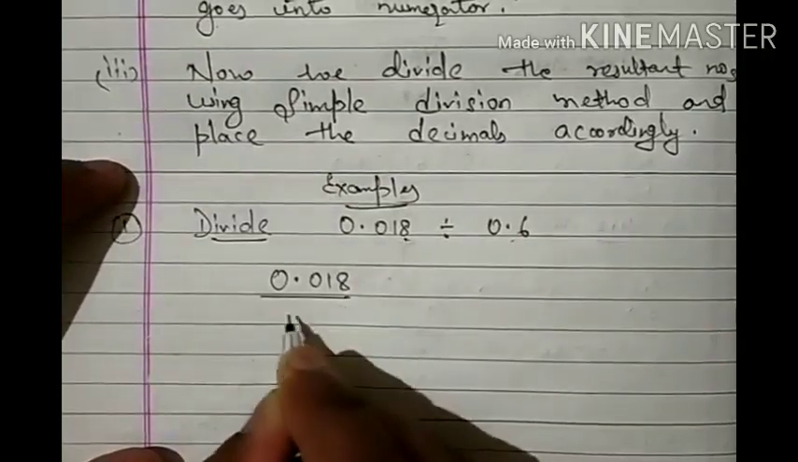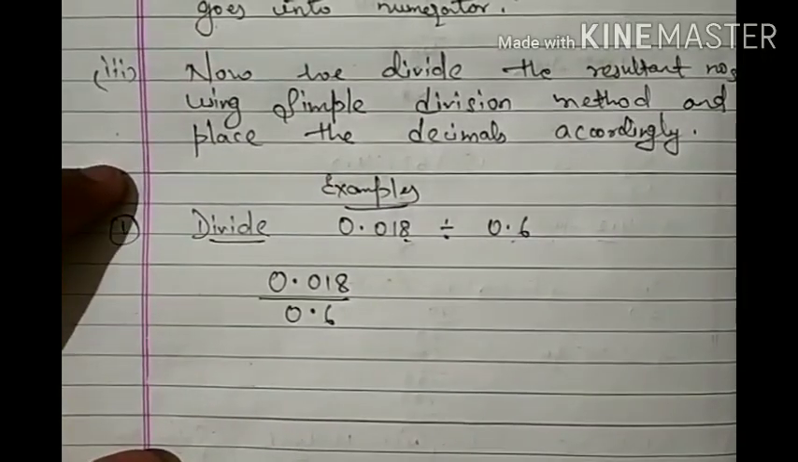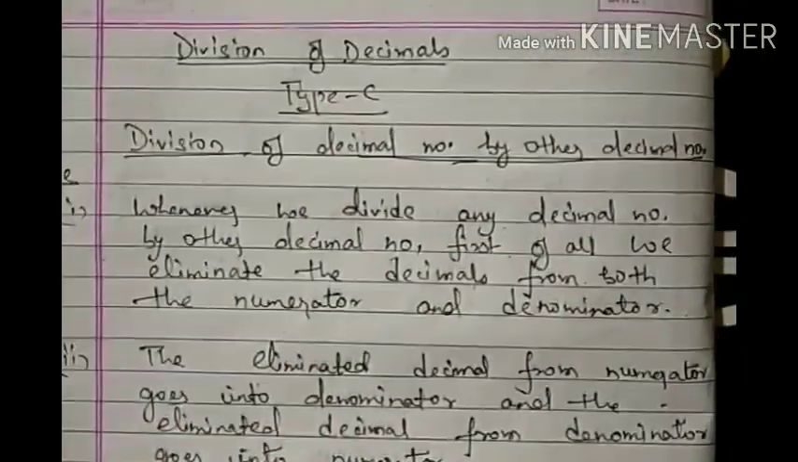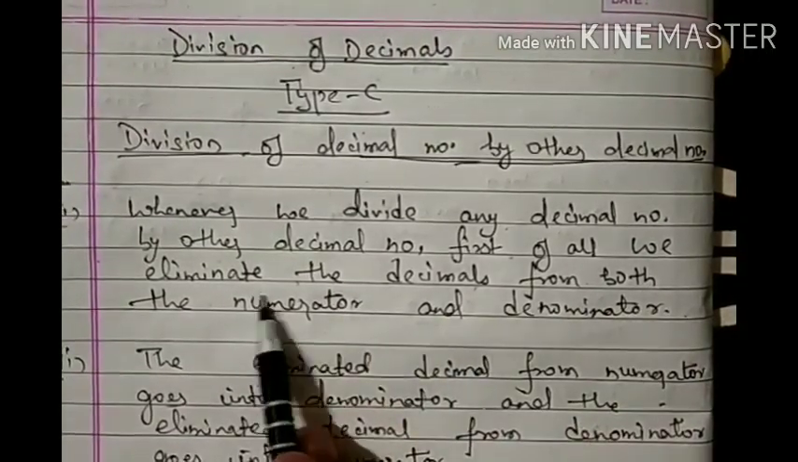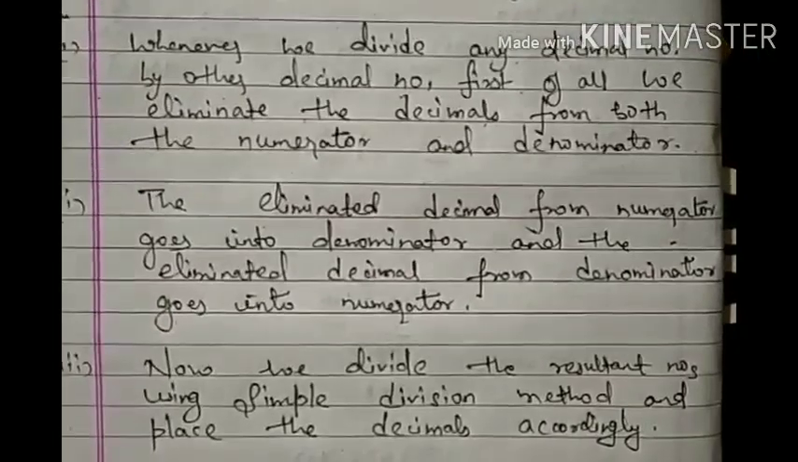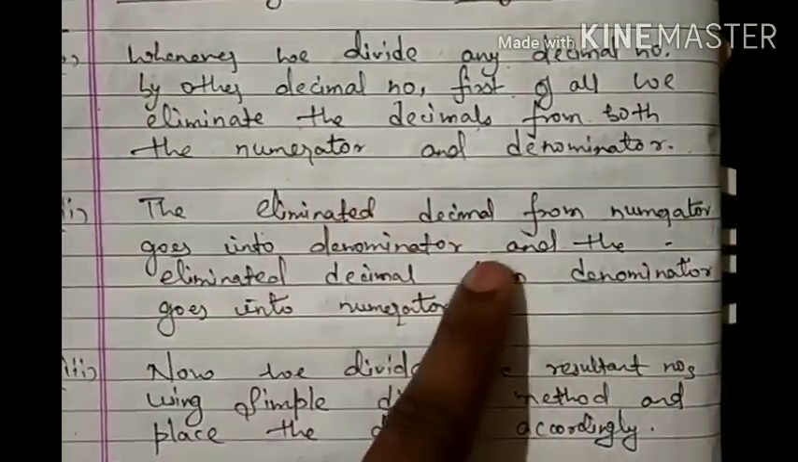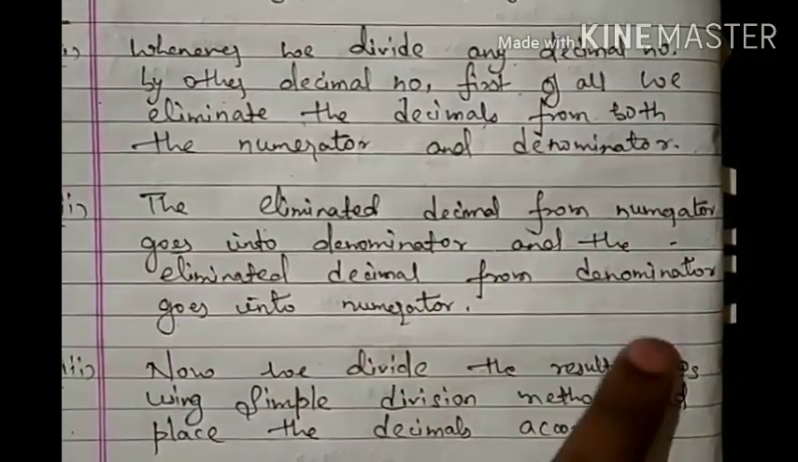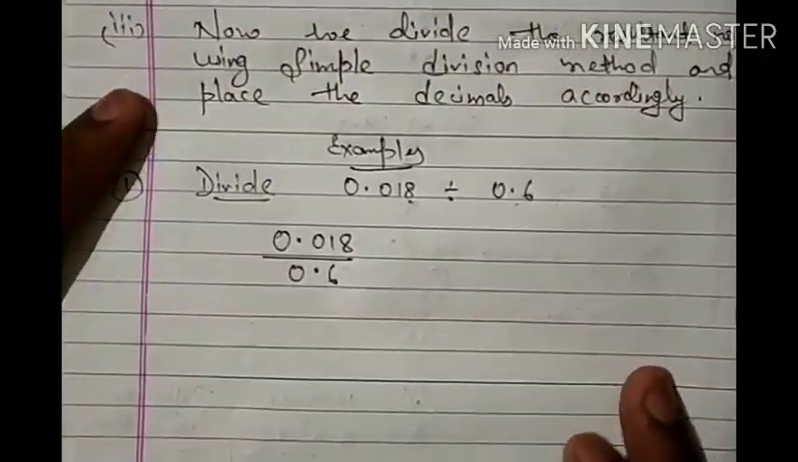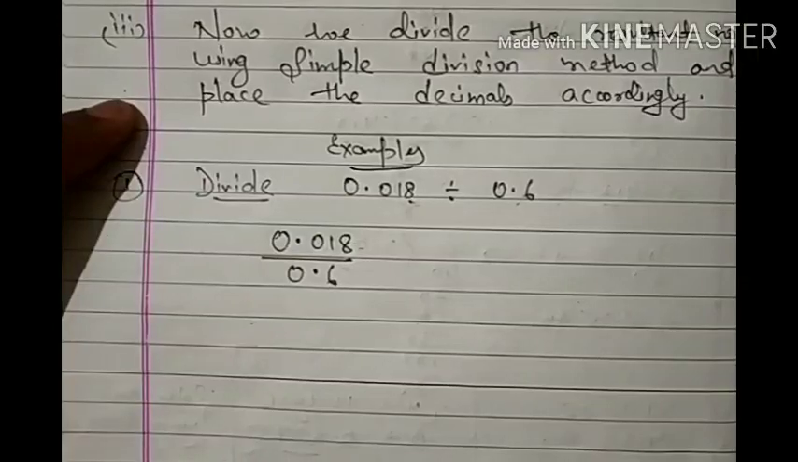0.018 divided by 0.6. I hope I am correct. Now move on to the first step. First of all, we eliminate the decimals from both the numerator and denominator. And how do we eliminate? The eliminated decimal from the numerator goes into the denominator, and the eliminated decimal from the denominator goes into the numerator. So this is our question, 0.018 divided by 0.6.